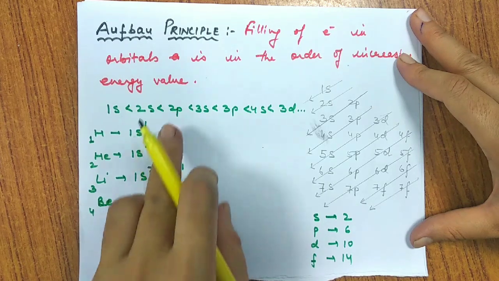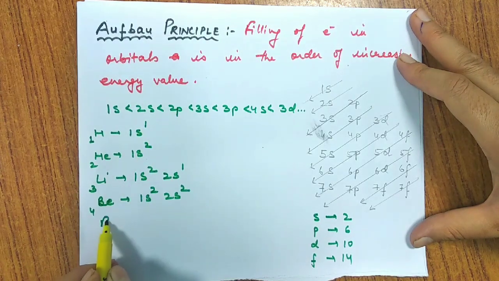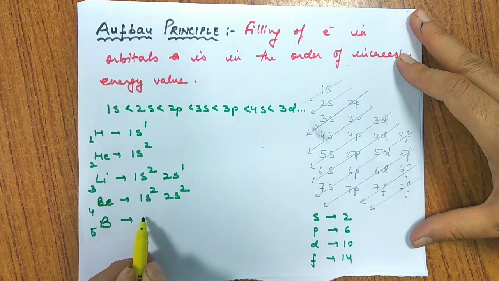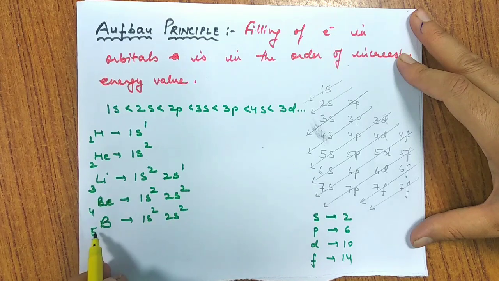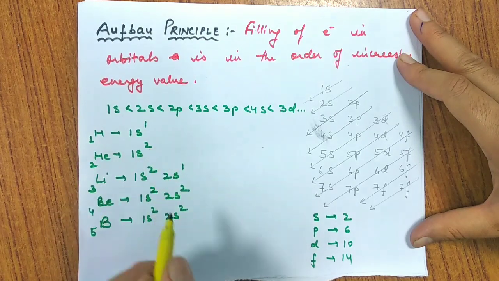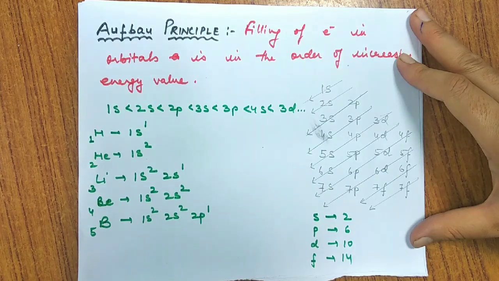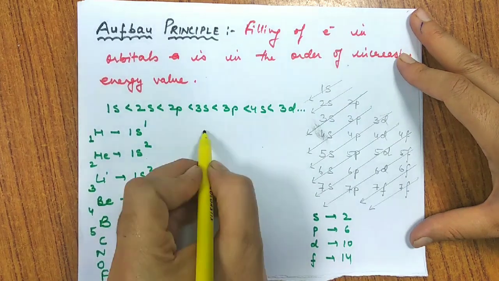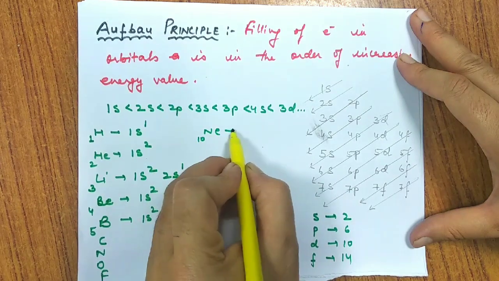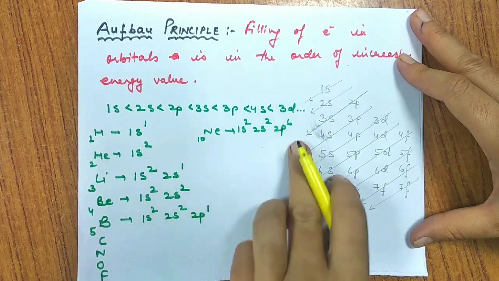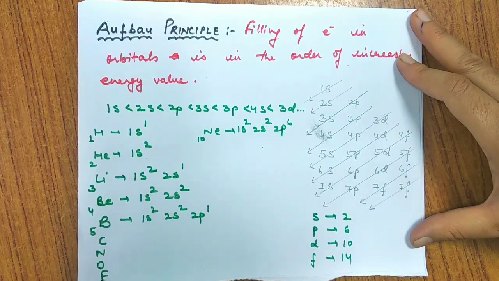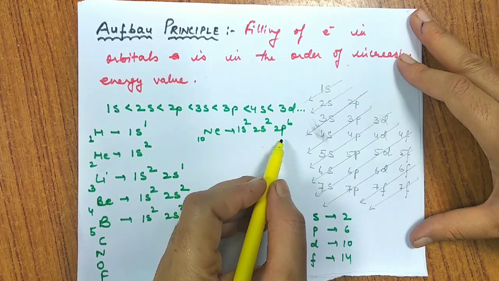Now 2s is again completely filled. After 2s we have 2p. So the next element is boron with 5 electrons. I'll start writing 1s2, 2s2, a total of 4 electrons have been filled. We have a total of 5 electrons, so the fifth electron will go to 2p. So it becomes 2p1. And since p can accommodate a maximum of 6 electrons, boron, carbon, nitrogen, oxygen, fluorine, and last is neon, which has 10 electrons in it. The configuration goes like this: 1s2, 2s2, 2p6. So this is 2p1, 2p2, 2p3, 2p4, 2p5, and neon goes 2p6.